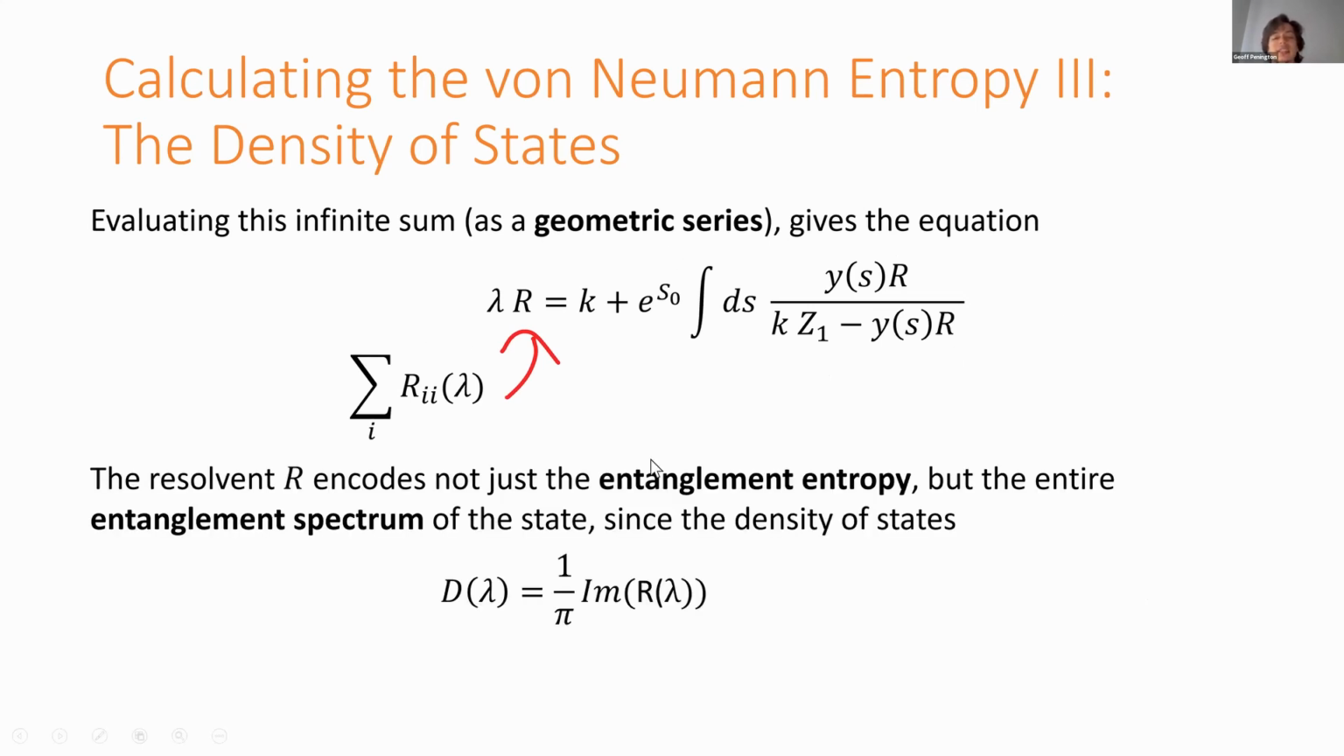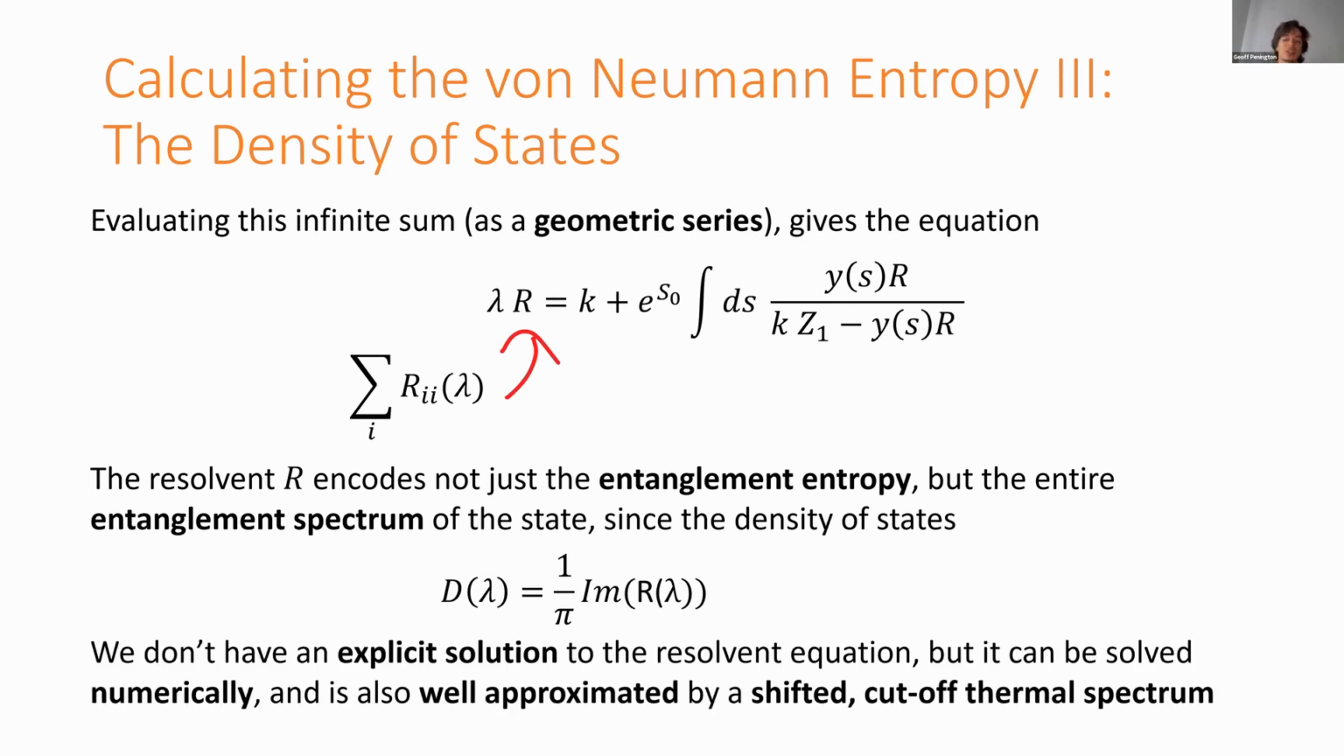And the great thing is that this resolvent, this trace of the resolvent matrix, in fact encodes not only the entanglement entropy, but in fact the entire entanglement spectrum of the state. Why is that? Just by using the Cauchy principal value theorem, the density of states is just given by the imaginary part of this resolvent. So if we can solve this equation, we're basically done. We have everything you possibly want. You can't actually quite explicitly solve it, but you can certainly solve it numerically.